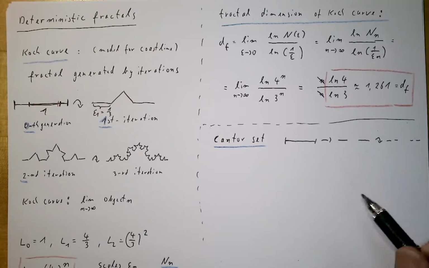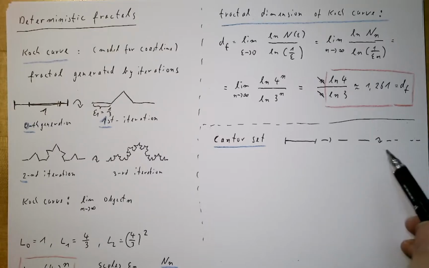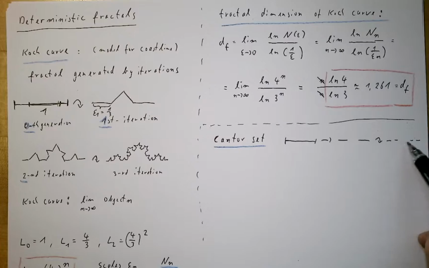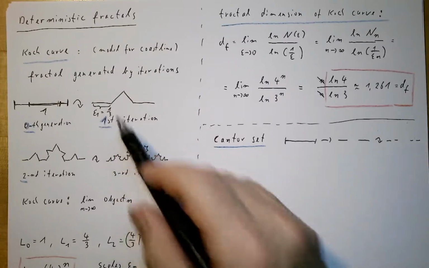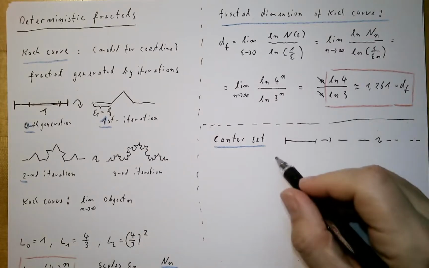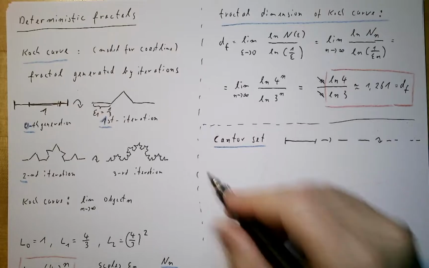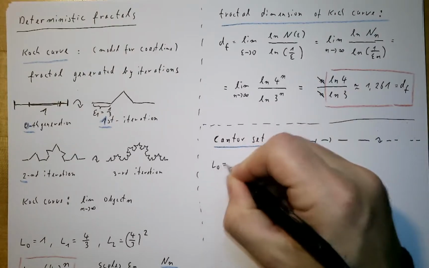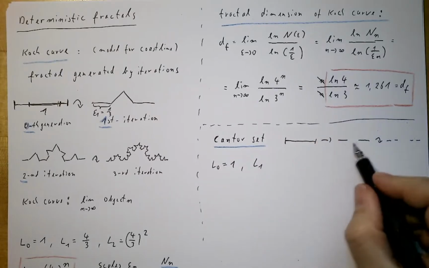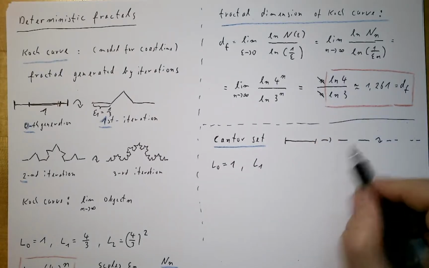And so we see that this actually goes to something which has a dimension probably smaller than 1, because this goes to a dust rather than to a thick curve. So let's try to prove this. Let's calculate the length here. L0 is again 1. Now if we take L1, this here has now the length of 2/3.